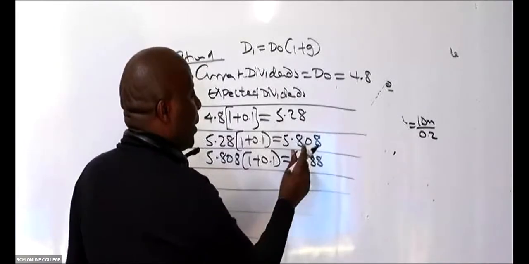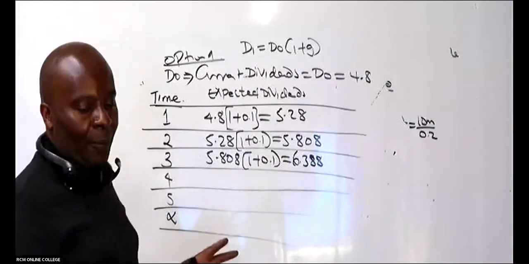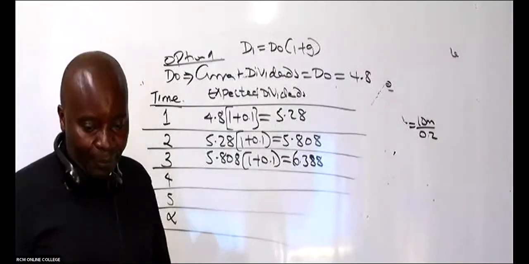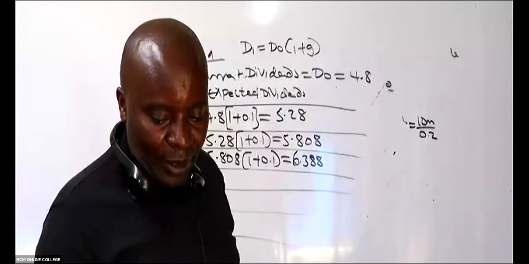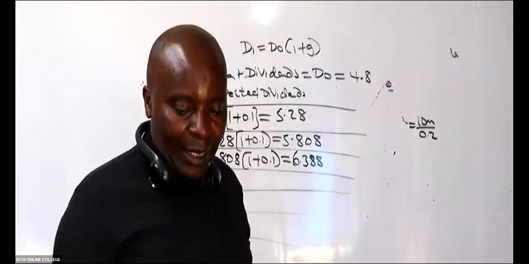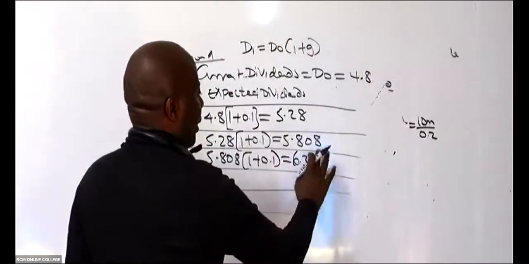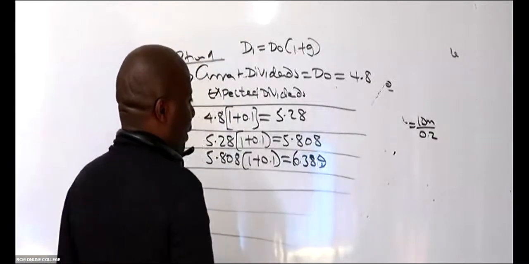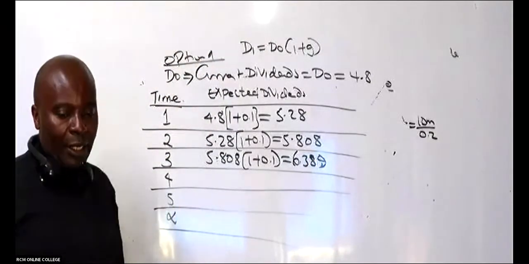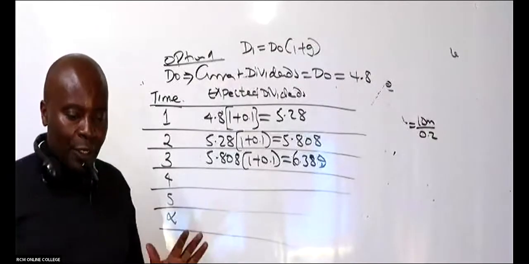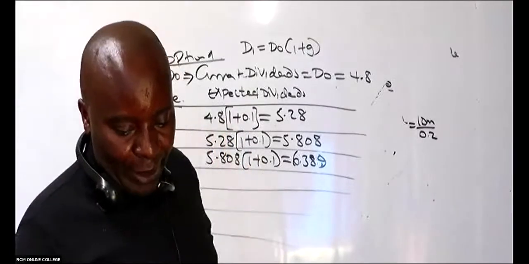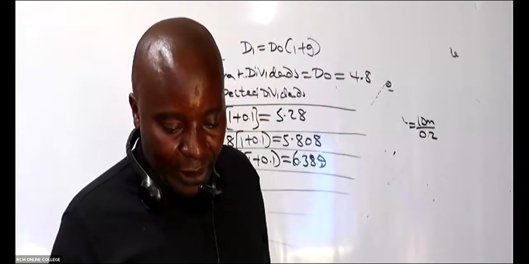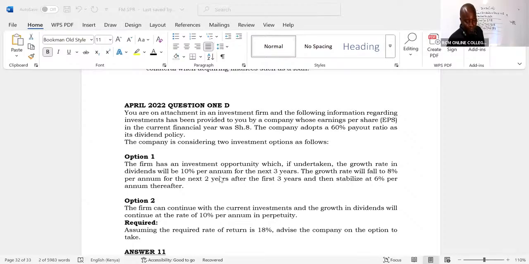What happens, ladies and gentlemen, after the first 3 years, when the 10% is exhausted? What have they told us after the first 3 years? I'm told it's 6.389. Let's first of all be in agreement, all of us. We are supposed to stick with 6.389. After that, for the next 2 years, they're telling us the growth rate will fall to 8% per annum for the next 2 years.